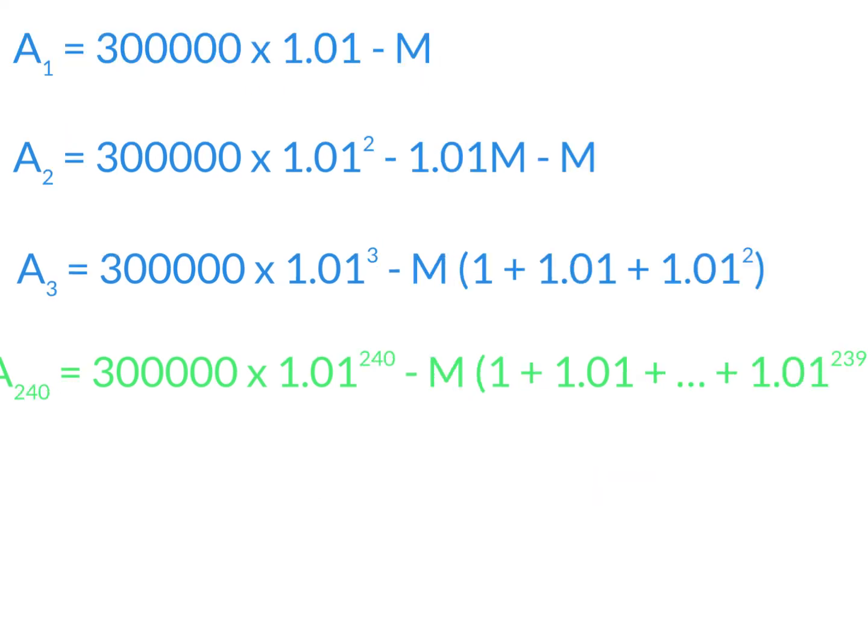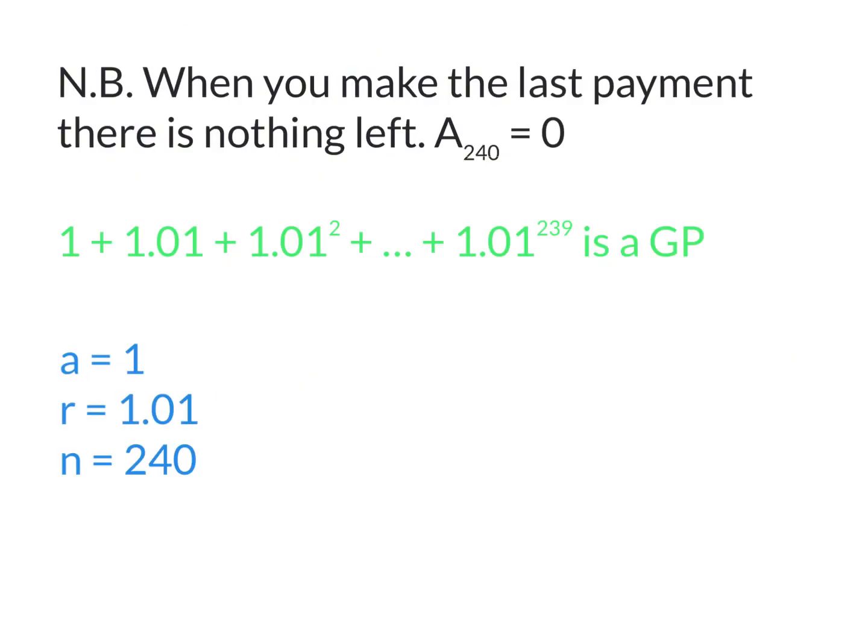So let's now continue this, and let's skip a few. Let's go right down to the end. So we go all the way down to A240, which is the final payment, 240 months. So our power at the start is 240, so it's 300,000 times 1.01 to the power of 240, minus M, and our pattern goes up to 1.01 to the 239. Note, when you make your last payment, that's it, everything's paid off, so you've got nothing left.